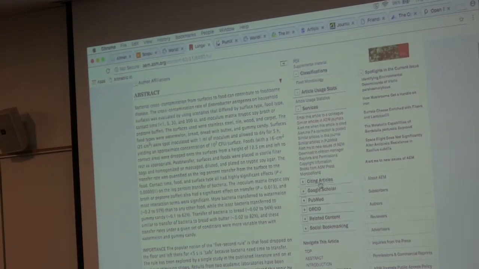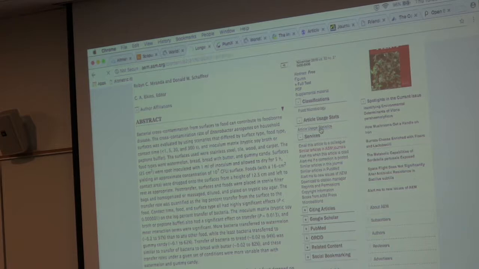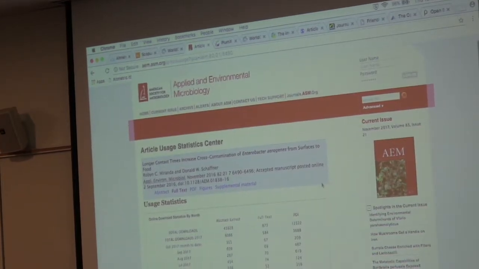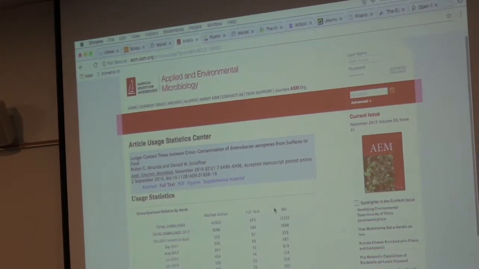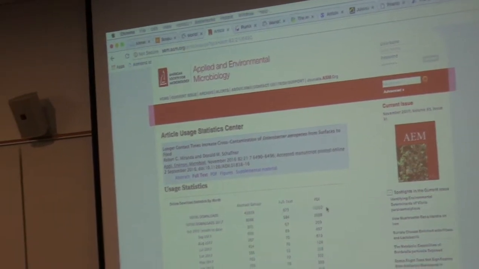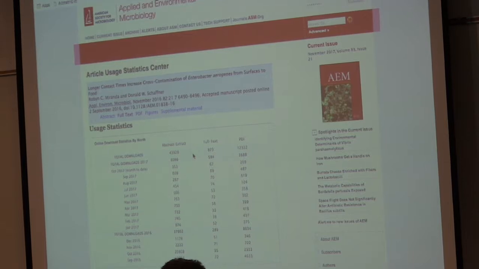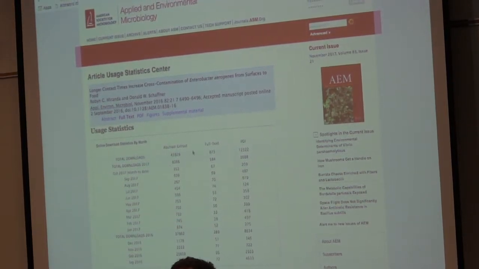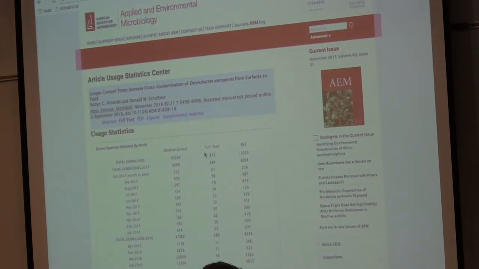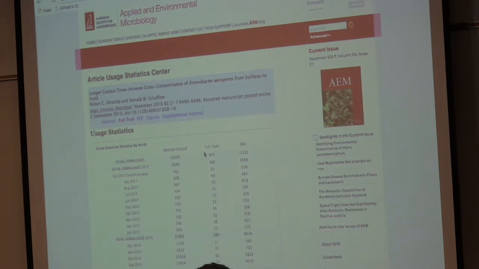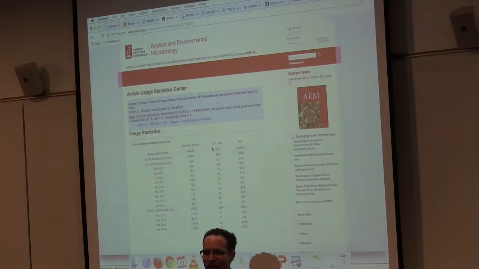And when I go to the article usage statistics, it shows this article was only a year old. It was downloaded over 12,000 times, and the full text was read 873. The abstract, 43,000. That's a lot of downloads. I looked at quite a few articles, and it's very rare to have this many downloads.